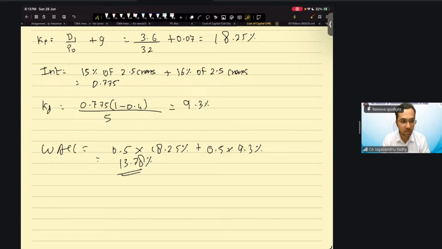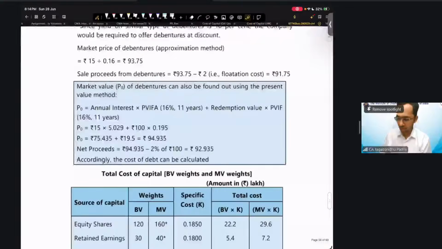If market value is given, then we don't take reserve. Of course, then you will take the market value of shares, right? And when you take the market value of shares, it includes the market value of reserves also. Therefore, you don't take it explicitly in a separate manner.